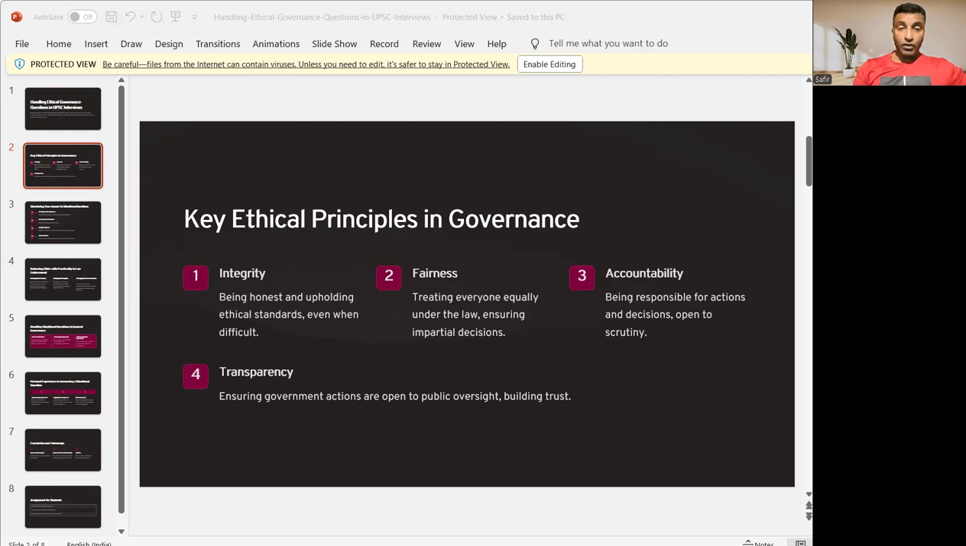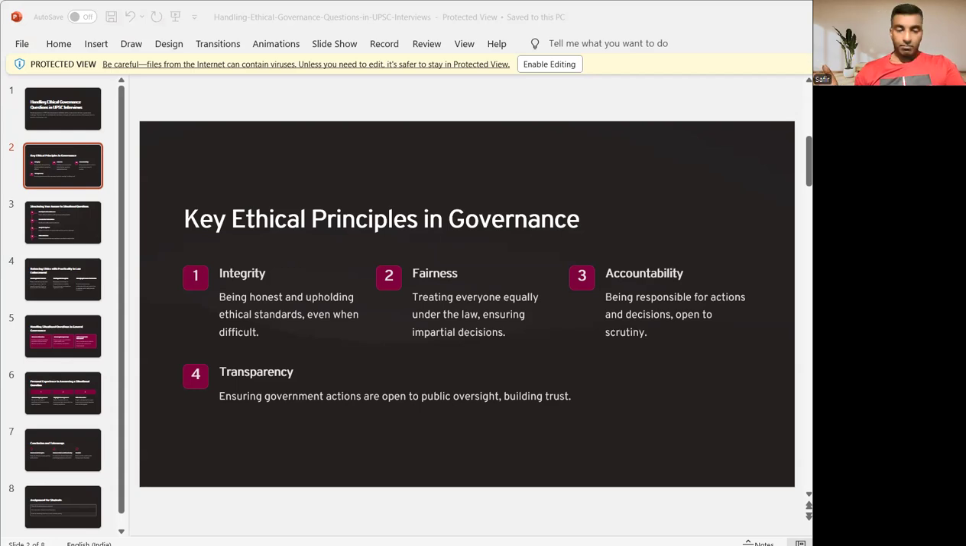So whether you are working in administration or law enforcement, whether you are an IAS officer or IPS officer, these are principles which should guide your decision making. For example, if you're an IAS officer working on implementing a welfare scheme, you need to ensure that resources are distributed fairly and transparently. Similarly, if you're an IPS officer handling a protest, you must balance maintaining law and order with the protection of the citizens and their right to peaceful protest or peaceful assembly also.